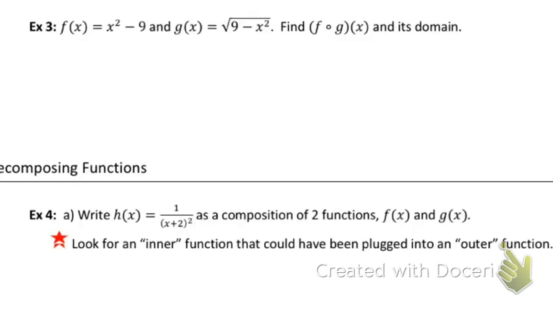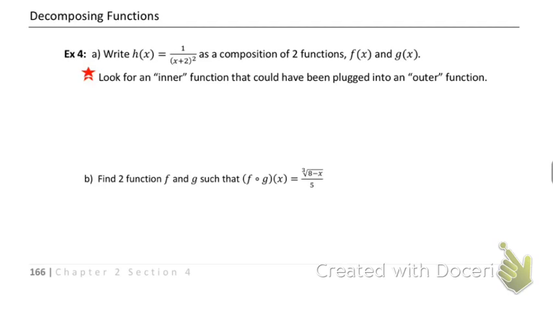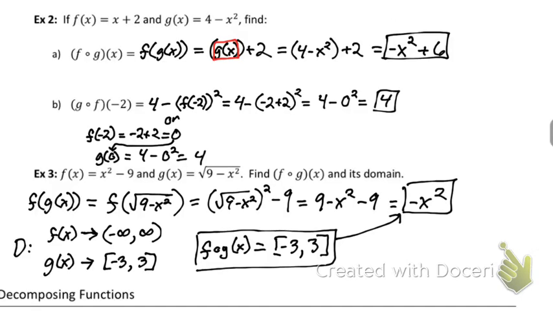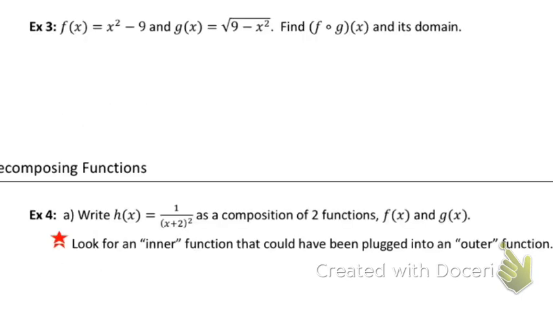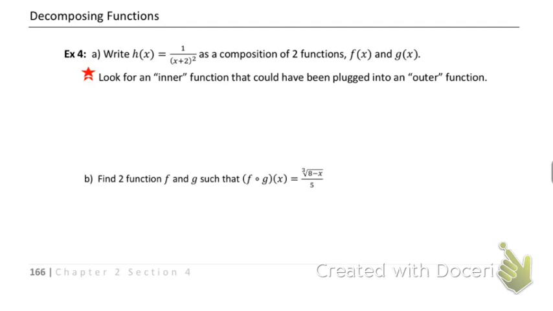All right, final thing is decomposing functions. So composition of functions is taking f of g of x and actually doing the work. Decomposition is going backwards. You're supposed to write h of x equals 1 over (x plus 2) squared as a composition of two functions. So now you have to write an f of x and a g of x.